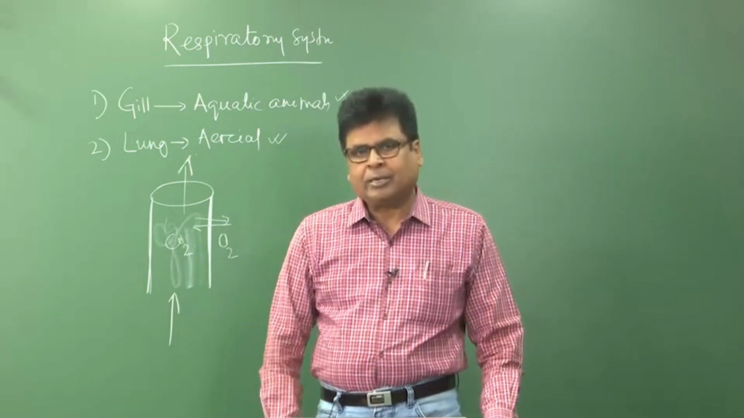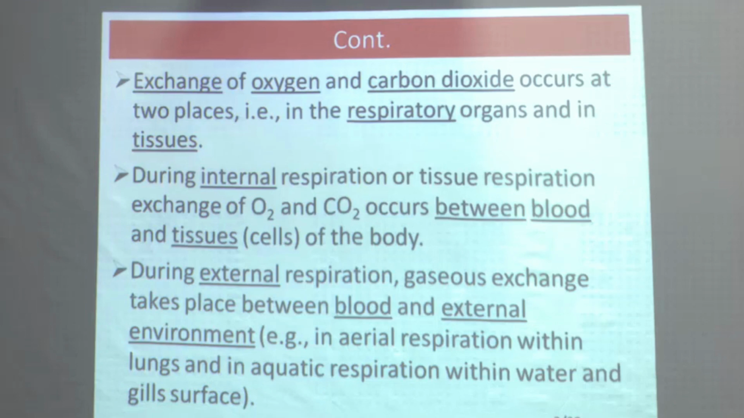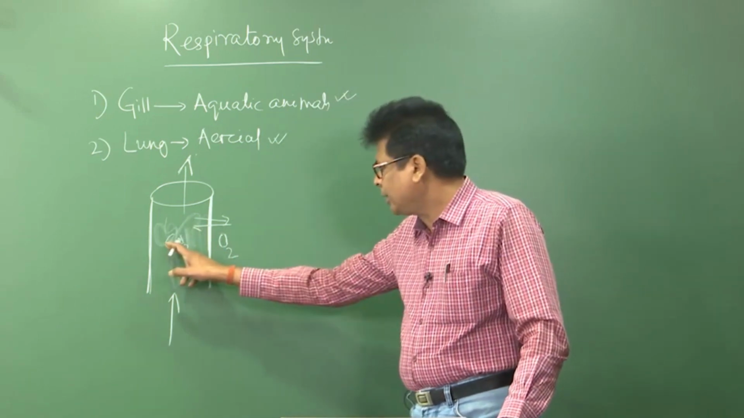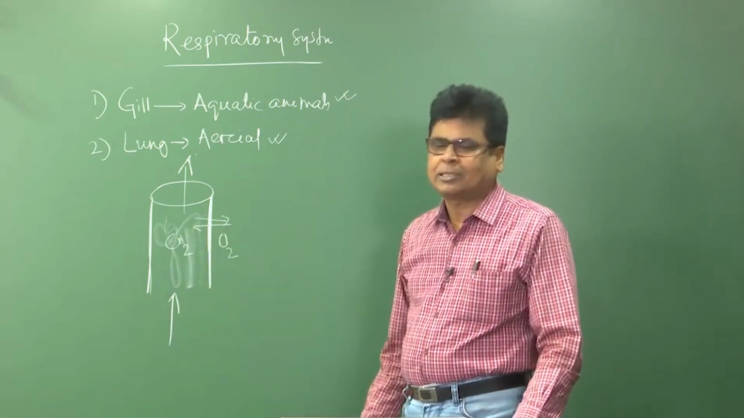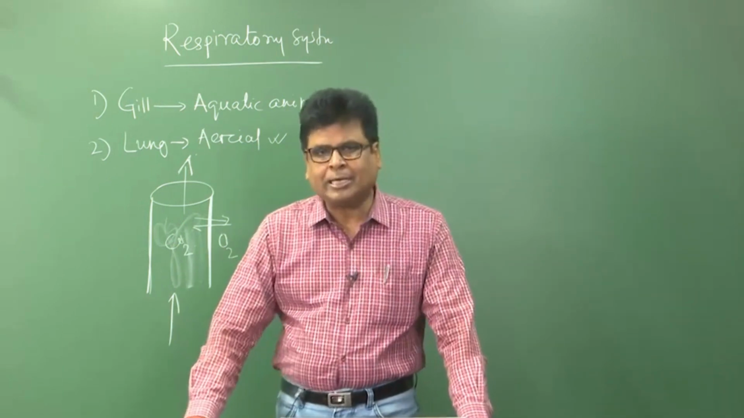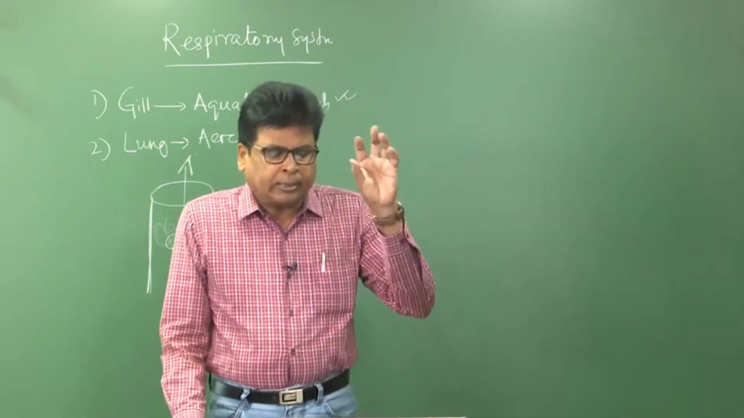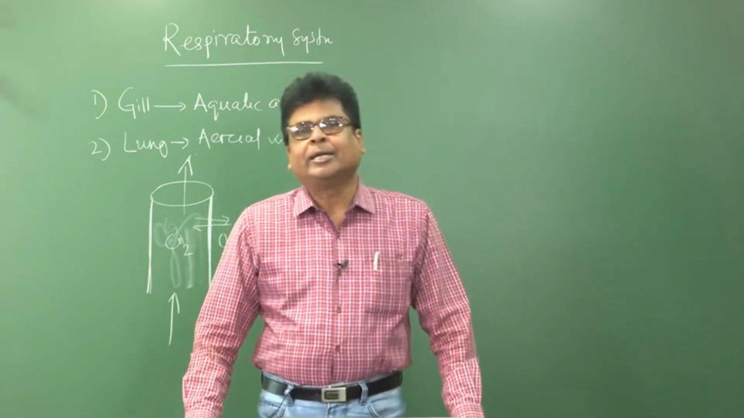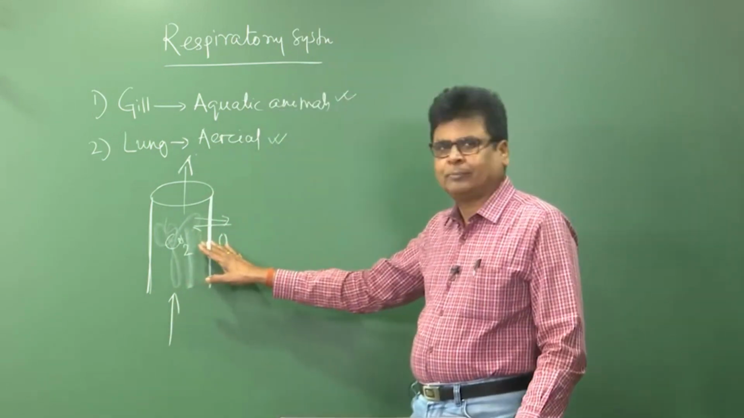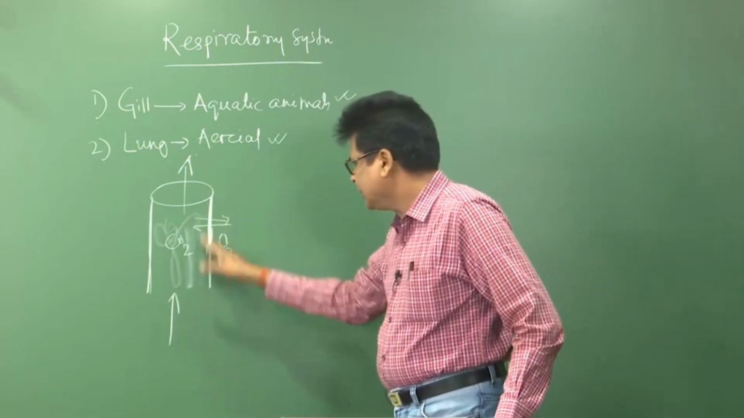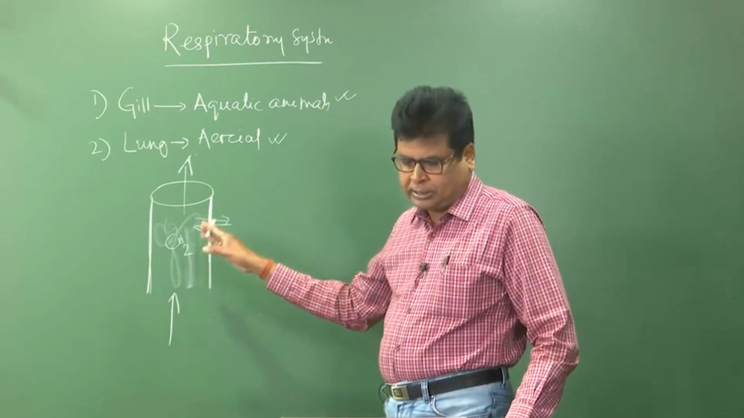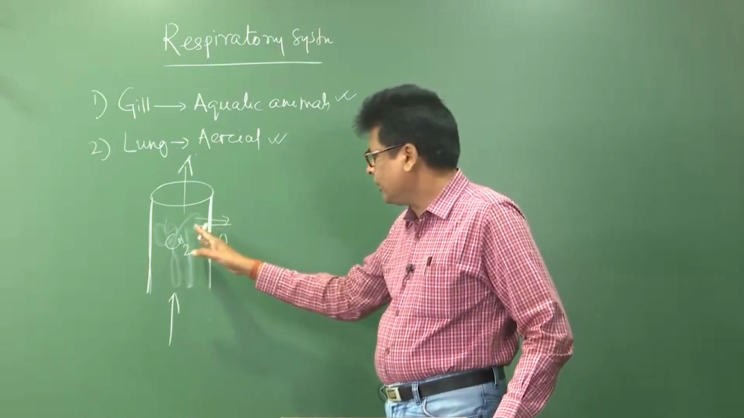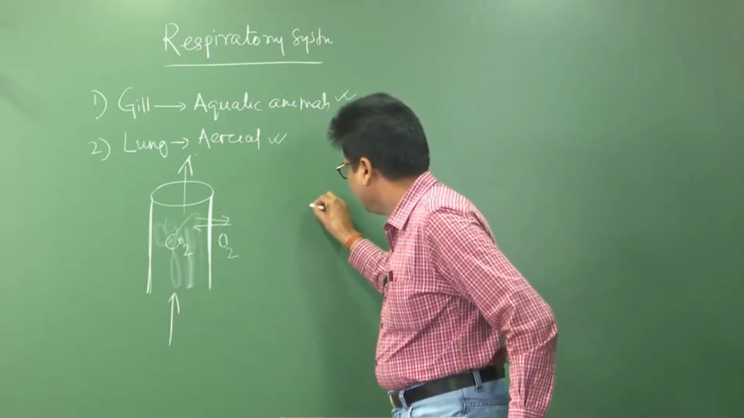Now, come to the next one. Exchange of oxygen and carbon dioxide occurs in two places. Now you imagine, think this is one place where the carbon dioxide and oxygen are exchanged, and another thing is that exchange of oxygen and carbon dioxide occurs at two places, that is, in the respiratory organ and in the tissue, okay. So, this is the organ, just imagine. For example, this is the vessel, this is the respiratory organ, which is now getting the oxygen. Now, for example, this is the tissue.